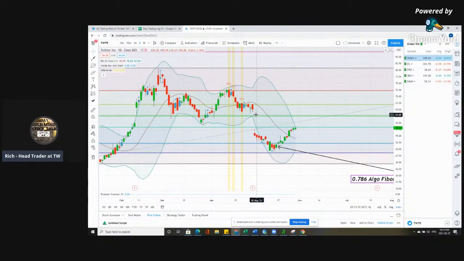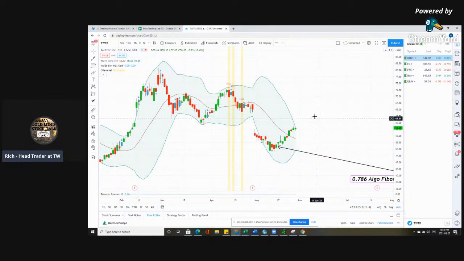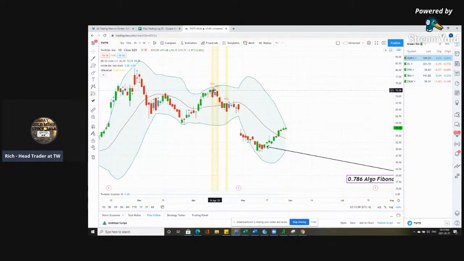Twitter has this gap to fill over here. This area right here, right in this zone, there's going to be a lot of resistance. Okay, a lot of resistance in this zone. But look at that. Oh, outside bar. Oh, outside bar. Bam. Outside bar. Bam. Look at that. Beautiful. All right. What else do we got?